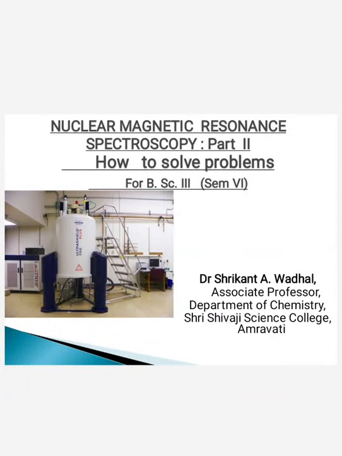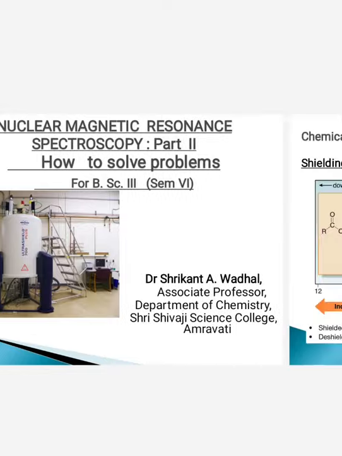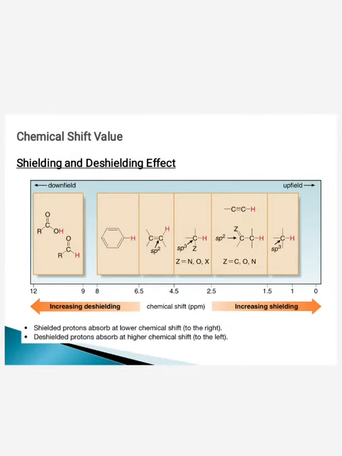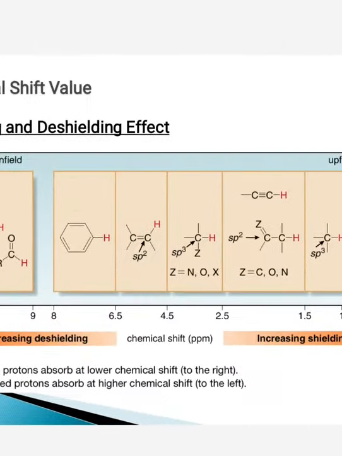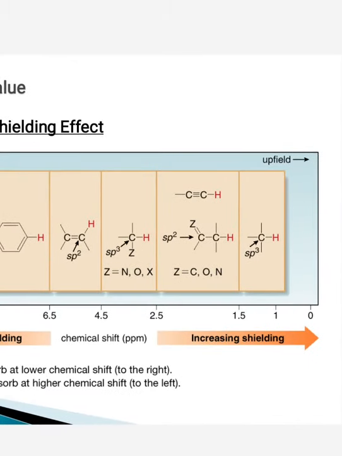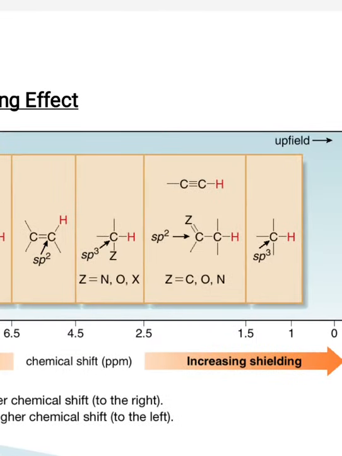Let us start the second part, how to solve problems of nuclear magnetic resonance spectroscopy. In this slide, see the various regions for the peaks of protons having different chemical environments. When a proton is linked to an sp3 hybridized carbon atom, its peak appears between 1.1 to 1.5.